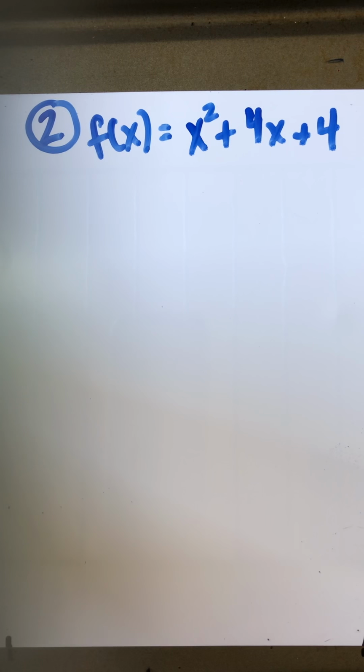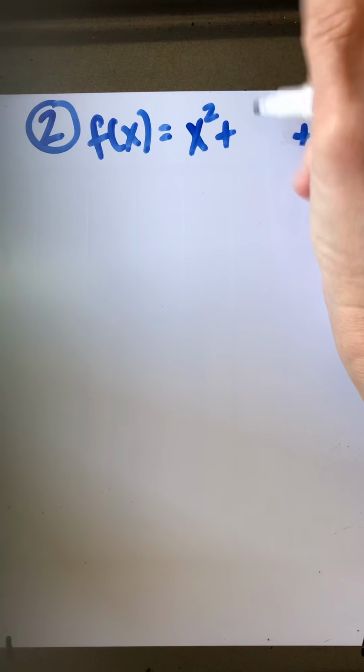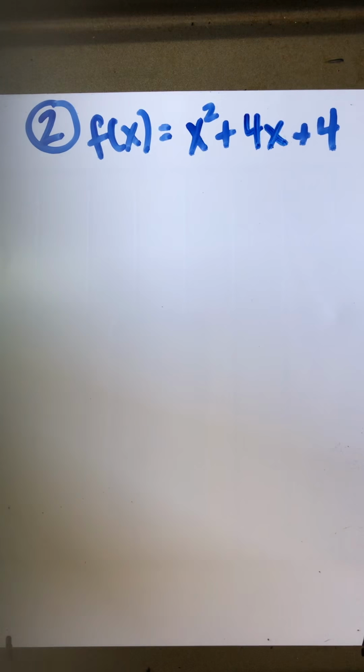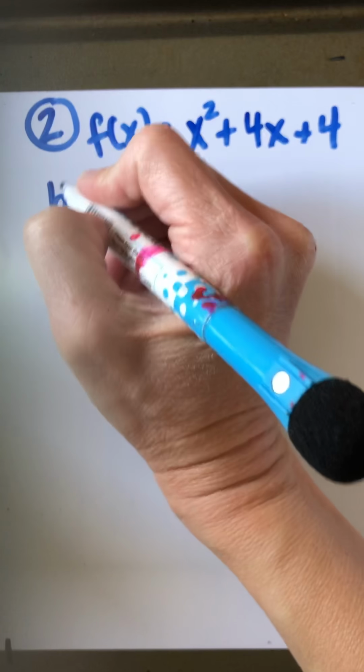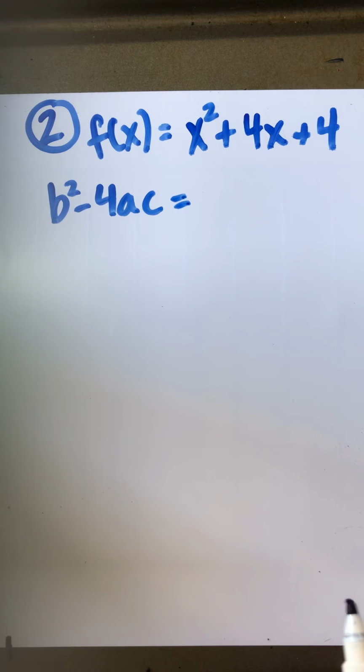All right, and we're back for round 2. Here is our second example of using the discriminant to determine the number of roots and to understand a quadratic a little bit better. So now let's consider f of x equals x squared plus 4x plus 4. So let's take a moment and calculate the discriminant for this particular quadratic.